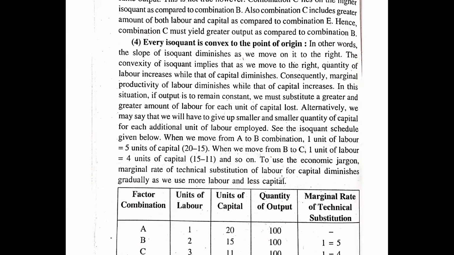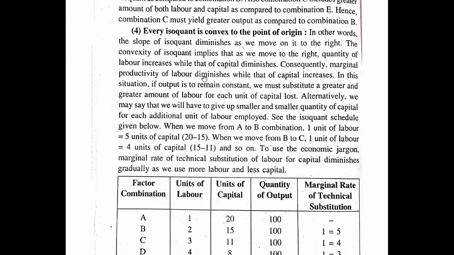Now we will see the fourth characteristic of isoquant, that is, every isoquant is convex to the point of origin. In other words, the slope of isoquant diminishes as we move on it to the right. The convexity of isoquant implies that as we move to the right, the quantity of labor increases while that of capital diminishes. That means decreases. Consequently, marginal productivity of labor diminishes while that of capital increases.